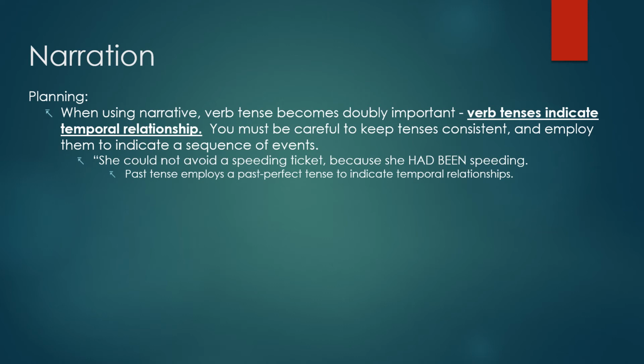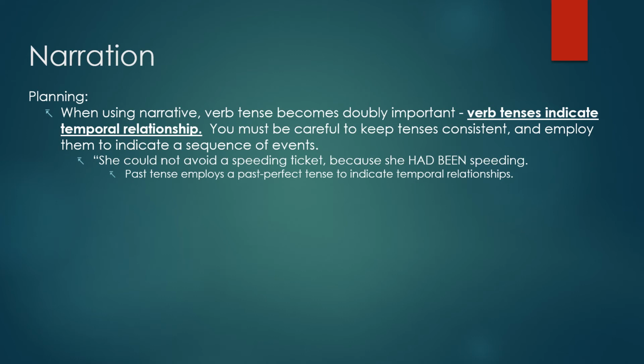I have a sample sentence here. She could not avoid a speeding ticket because she had been speeding. Now in this case, past tense, she could not, is there, but we also have something called past perfect to indicate a temporal relationship. All I mean by that is that, and if you know other languages beyond English, you get a little bit more of a concrete feel of this.